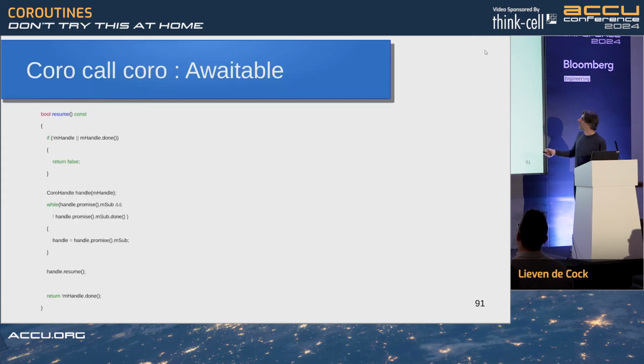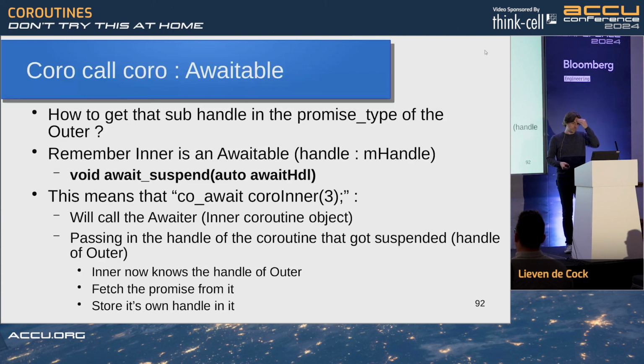So that means somebody calls us and says, hey, outer coroutine, you should resume. We come to the conclusion, but we have an inner coroutine, we have an msub handle, and we see that that one hasn't finished yet, so that's the one we resume. So how do we get that sub handle in the promise type of the outer coroutine? We have said that the inner coroutine is an awaitable. And so it implements the three methods: await ready, await suspend, await resume.